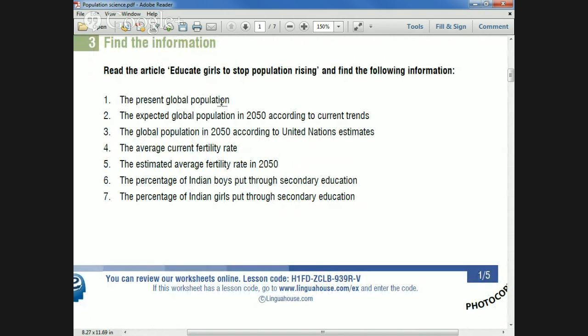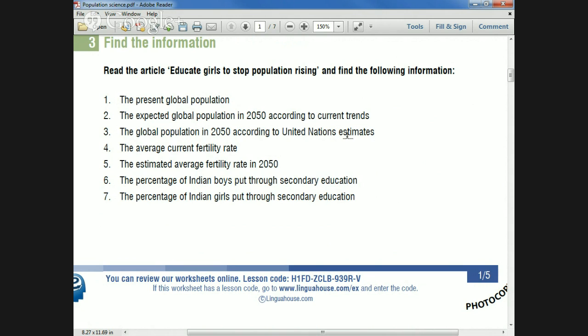The present global population, the expected global population in 2050 according to the current trends, the global population in 2050 according to the United Nations estimates, the average current fertility rate, the estimated average fertility rate in 2050, the percentage of Indian boys put through secondary education, the percentage of Indian girls put through secondary education.